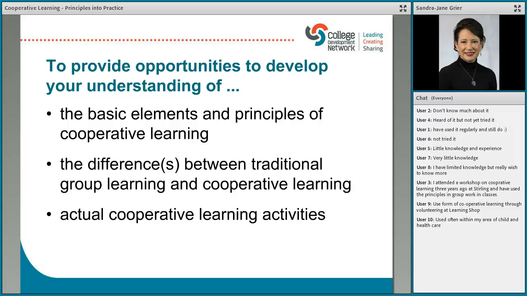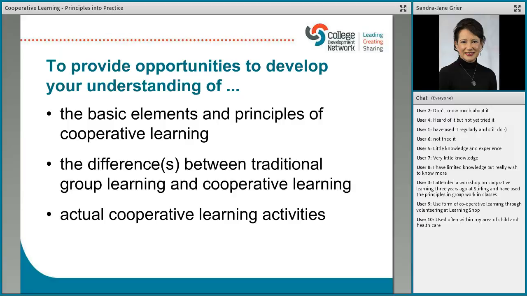So what are we going to be concentrating on in today's session? Well, today there were three things that I wanted to try to do within this webinar. First of all, I'm anticipating that some of you might not know very much about it. I wanted to give you just a little bit of a flavour about some of the basic elements and principles of cooperative learning, and also to talk about the differences between traditional group learning, as perhaps many of you know and recognise it, and cooperative learning.